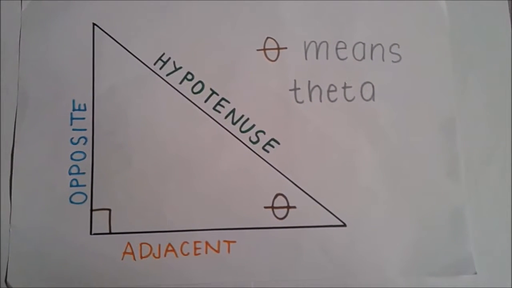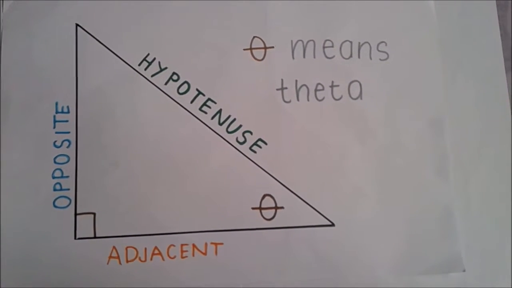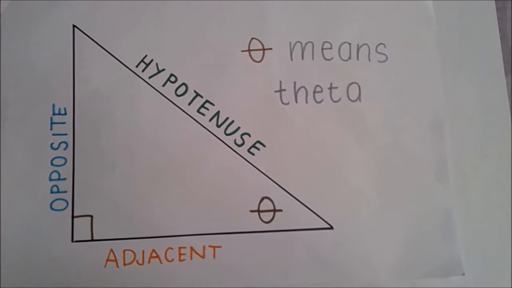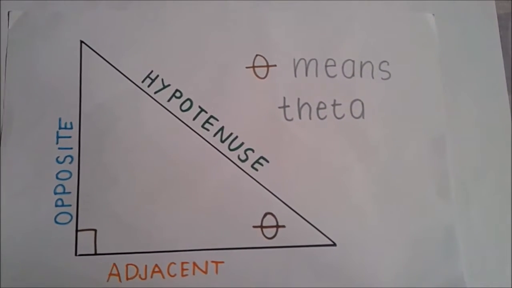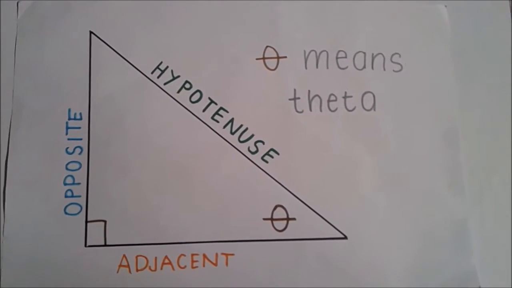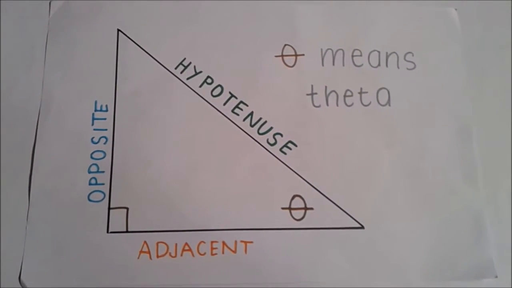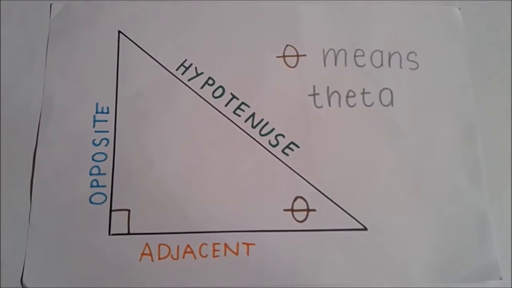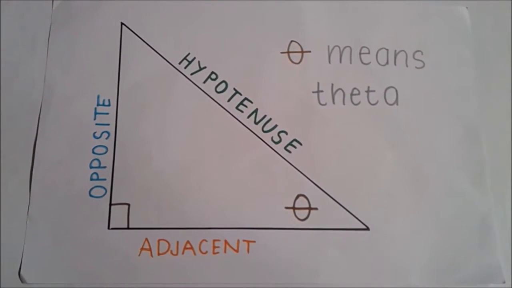In a right triangle, there are actually 6 possible trigonometric ratios or functions. A Greek letter such as theta will now be used to represent the angle. These sides, opposite, hypotenuse, and adjacent, will be used to determine the said functions.